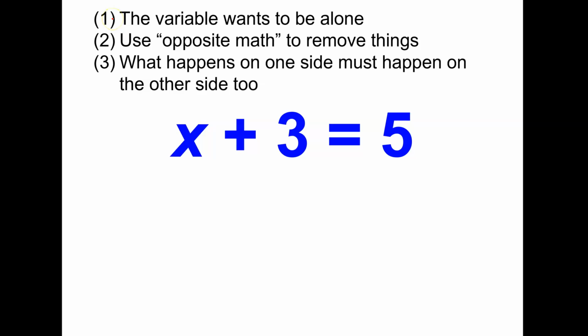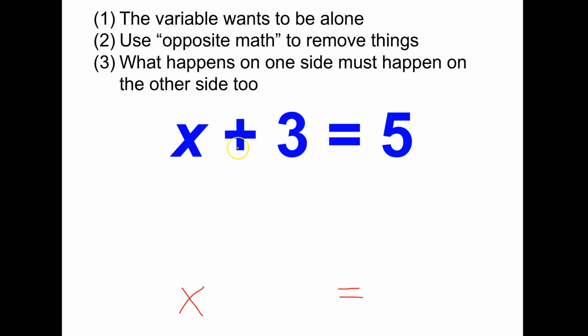Rule number 1, the variable wants to be alone. I'm going to write the letter x down here by itself, equals, and then leave this side blank. When I say the variable wants to be alone, what I mean is that there should be nothing in between the variable and the equal sign. All this space is free and empty.